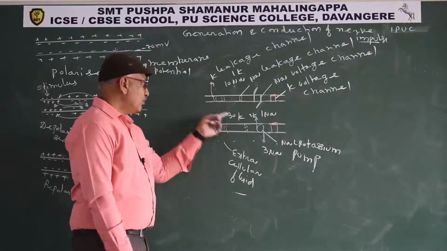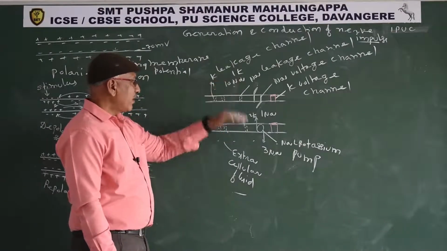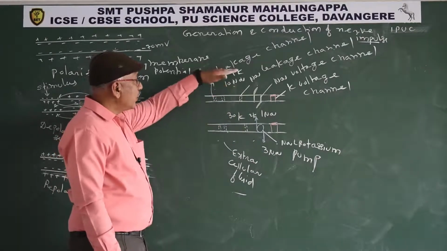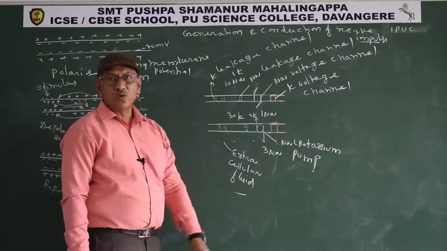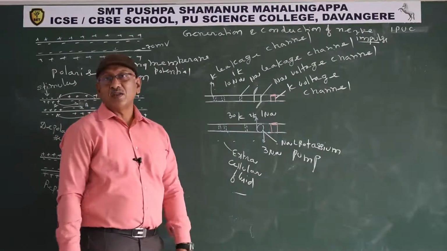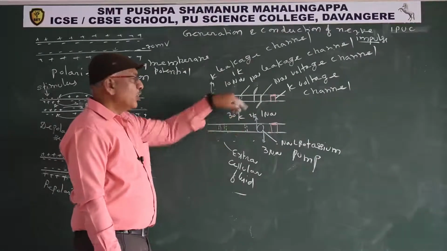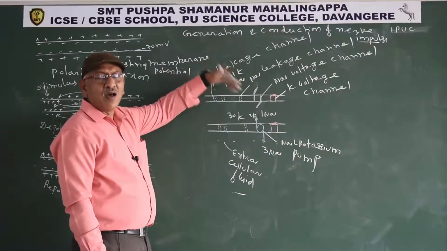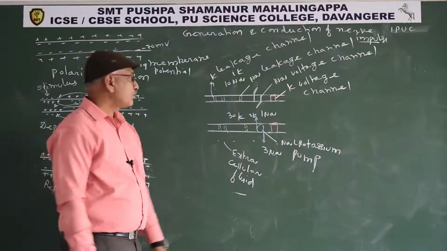The concentration of potassium in the axoplasm is 30 times more than the concentration of potassium in the extracellular fluid. The concentration of sodium in the extracellular fluid is 10 times more than the concentration of sodium in the axoplasm. In the axoplasm, negatively charged proteins are present. The axolemma is impermeable to these proteins. These proteins neither come out nor enter the axoplasm through the axolemma.